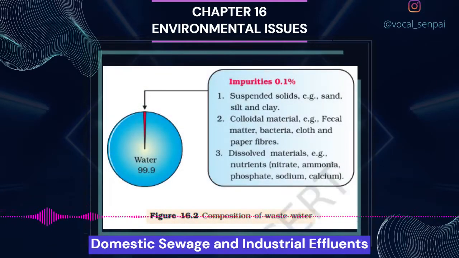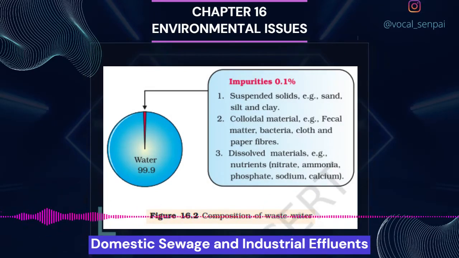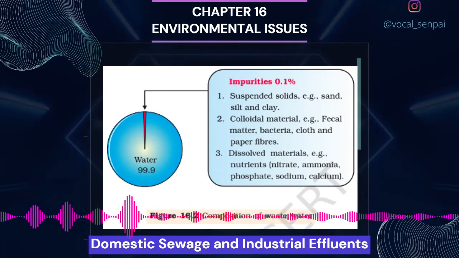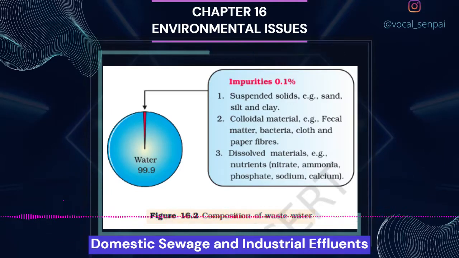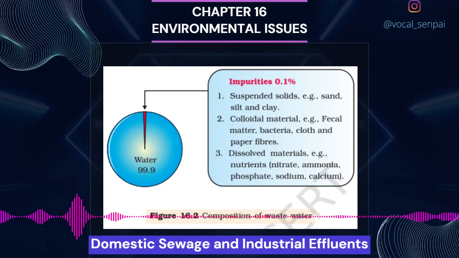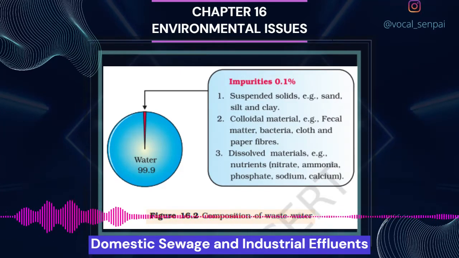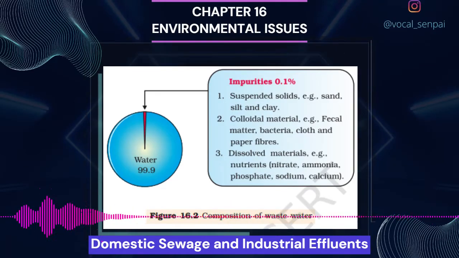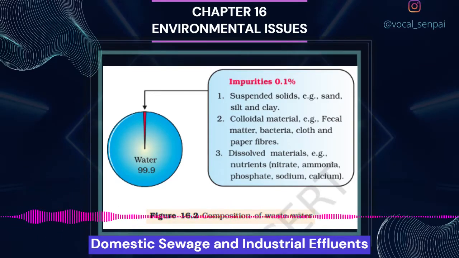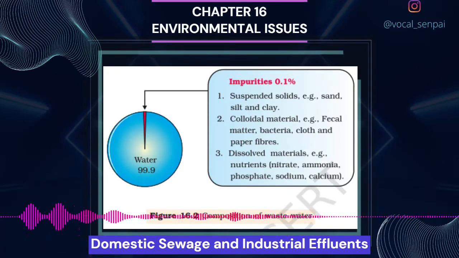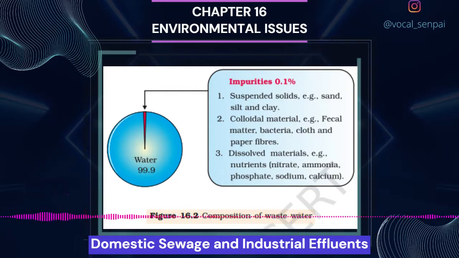Domestic sewage and industrial effluents. As we work with water in our homes in the cities and towns, we wash everything into drains. Have you ever wondered where the sewage that comes out of our houses go? What happens in villages? Is the sewage treated before being transported to the nearest river and mixed with it? A mere 0.1% impurities make domestic sewage unfit for human use, figure 16.2. You have read about sewage treatment plants in chapter 10.